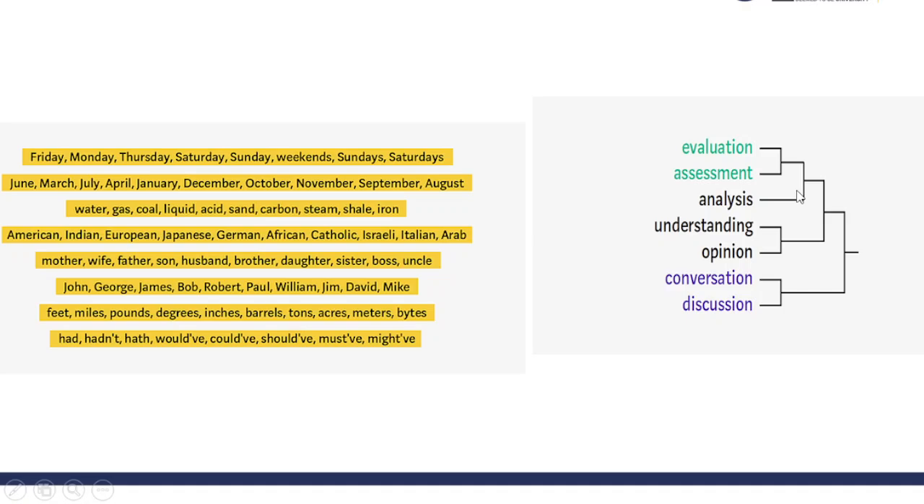Let's say if I'm looking for 4, and if I cut it here, then I'll get evaluation and assessment together, analysis separately, understanding and opinion in one, conversation and discussion in one. So like this, there are various word clusters that have already been defined here, like all the days of the week, months of the year, some kind of material, all nationalities, relationships, names, some kind of metrics, measures, and connecting words. All these have been put in various categories. So now this is already done in Brown clustering.